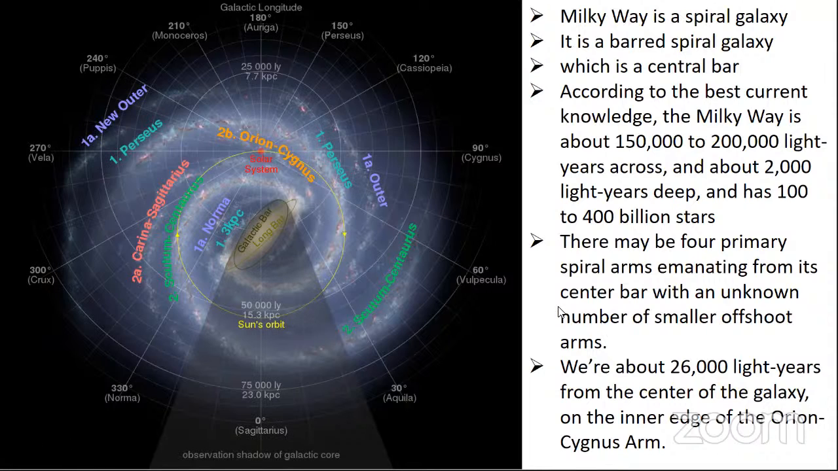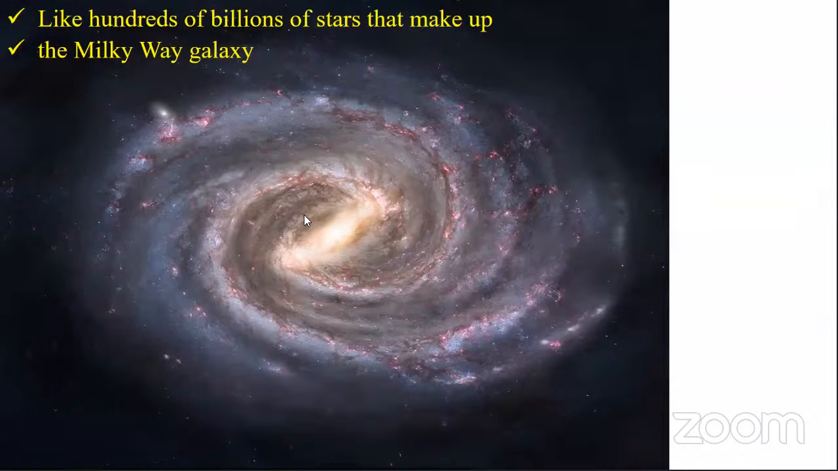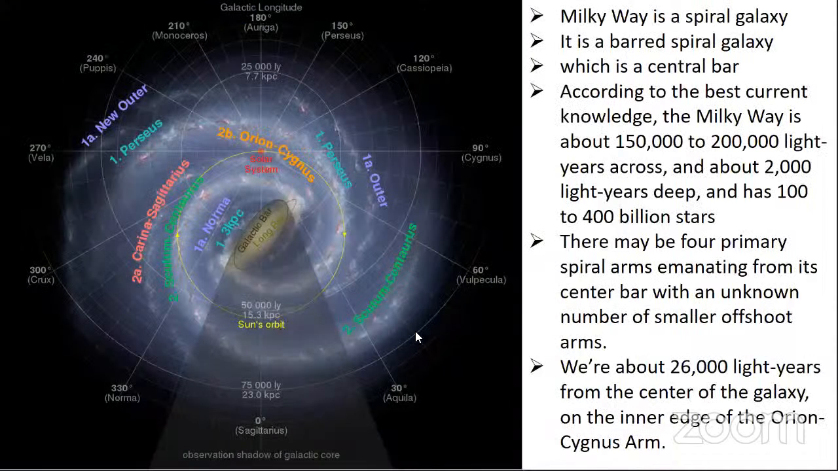There may be 4 primary spiral arms emanating from its central bar. This is the central bar, the galactic bar of that kind. The 4 spiral arms, this is the first, then the second, maybe the third, then the last one, the fourth, emanating from the center bar with an unknown number of smaller offshoots of the arms. This is the sun, or even Earth you can take, not an issue.